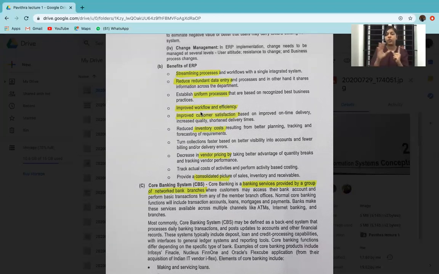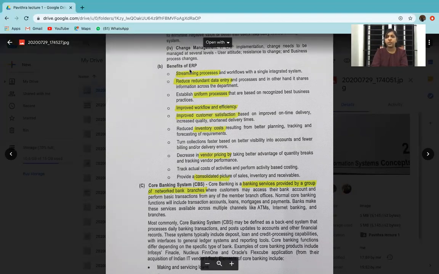And because of this, we can improve the workflow and efficiency, improve customer satisfaction, and reduce inventory costs because you don't have to focus on so many other systems. There is a decrease in vendor pricing, as you just go to one vendor who sells an ERP and not to so many persons. And then track actual cost of activities and get a consolidated picture. One thing is going to provide a consolidated picture of everything.